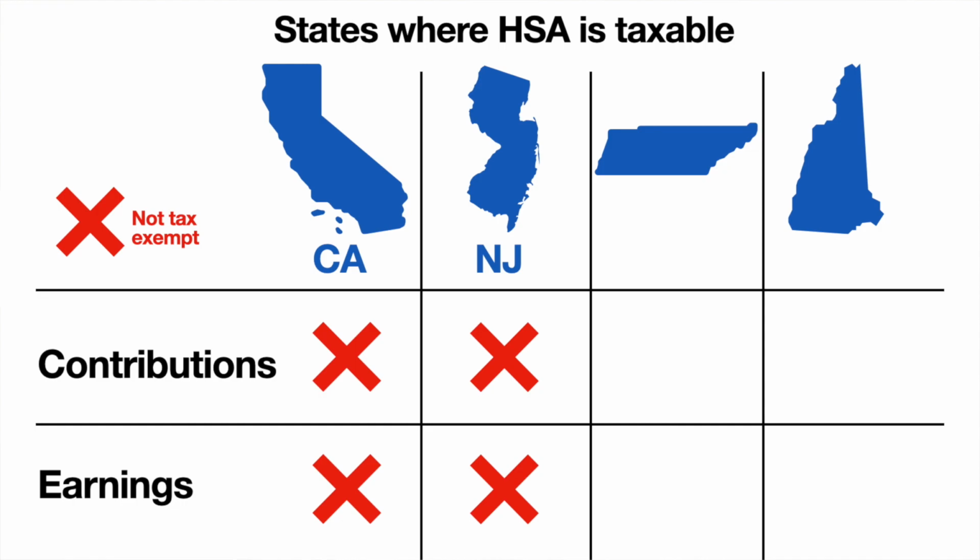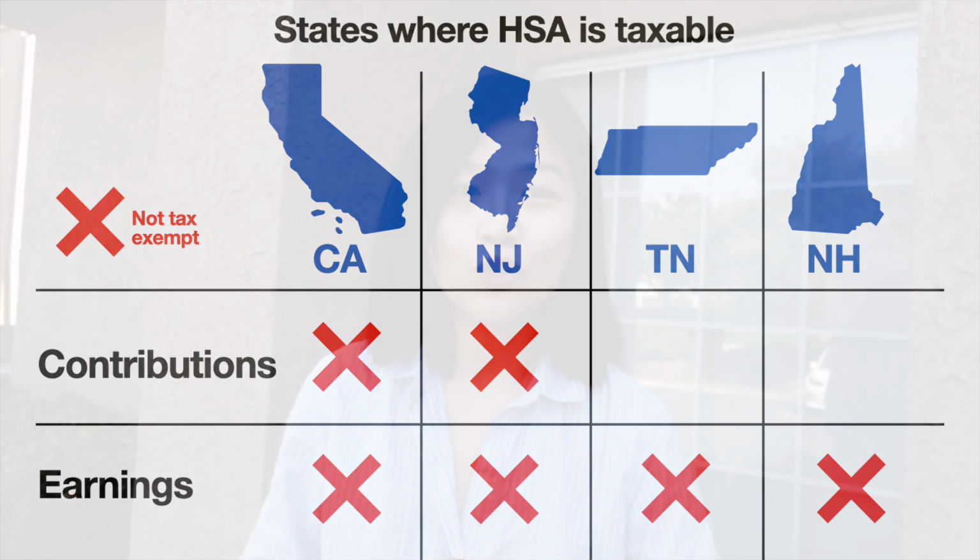And if you live in states like Tennessee and New Hampshire, the earnings portion is also taxable after you reach a certain level. If you don't live in any of those states, you can stop watching this video now, but if you do, you're in luck, because I'm going to save you all the trouble of figuring this out manually by teaching you exactly how to calculate the earnings portion.